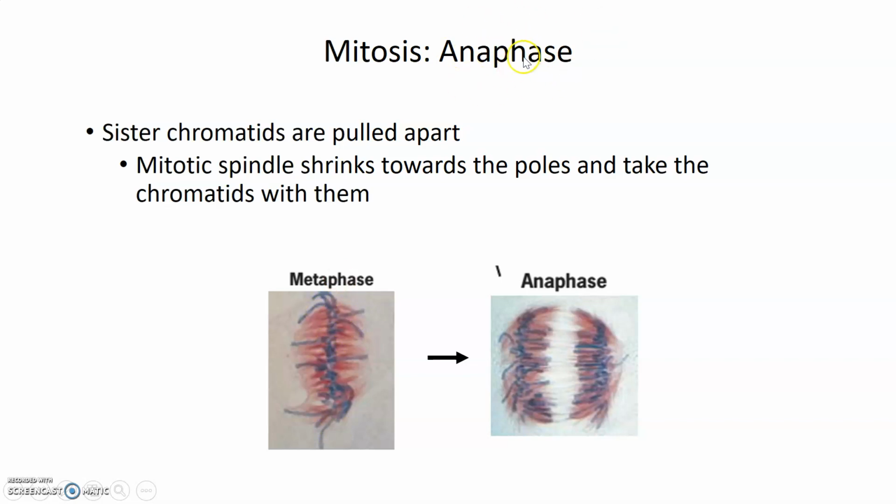Right? And so in metaphase, the chromosomes are lined up and connected to the mitotic spindle at the centromere. And then in the next phase, anaphase, the sister chromatids, or the 2 halves of that X-shaped chromosome, are pulled apart. And as they're pulled apart, the mitotic spindle shrinks towards the poles, or the 2 ends of the cell, and basically pulls those sister chromatids along with them, away from the metaphase plate towards the poles. And this basically ensures half of the DNA ends up in what will be the left cell, and half ends up in what will be the cell on the right.